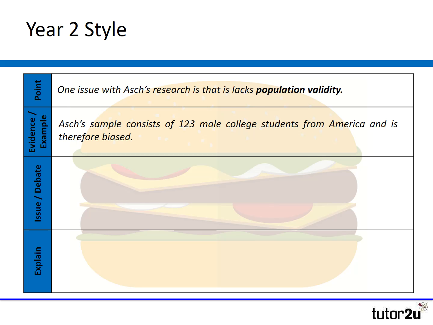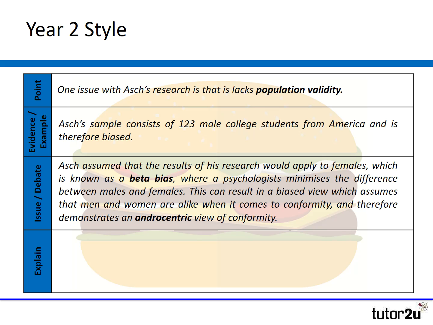We keep our point and our evidence the same. So we say an issue with Asch's research is it lacks population validity. His sample consisted of 123 male students from America and is therefore biased. We now improve this massively and say, well, Asch assumed that the results of his research would apply to females, which is known as a beta bias.